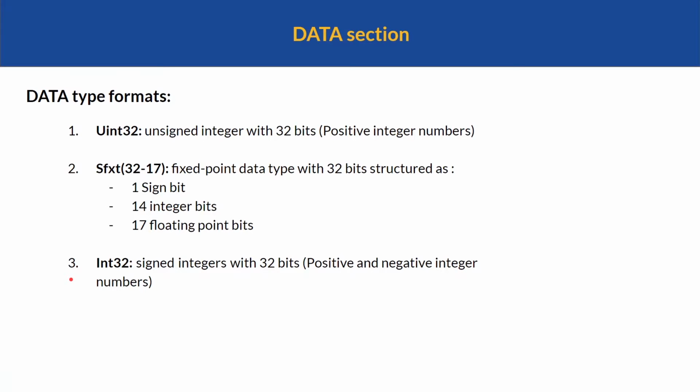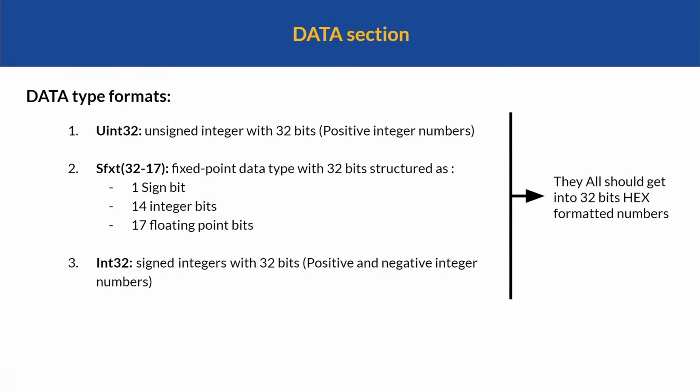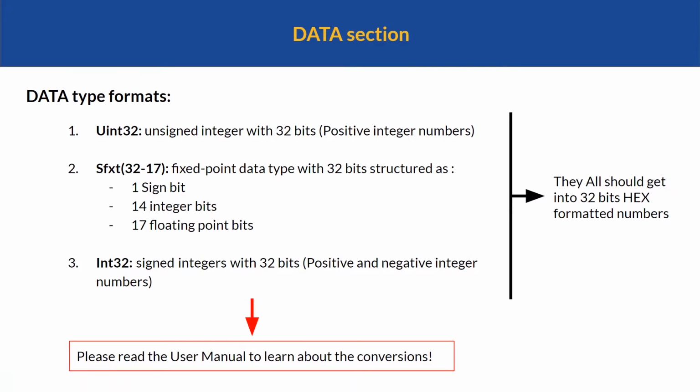And the last data type is integer values, signed integer values with 32 bits, which are used for positive and negative integer numbers. And when you are working with Solo, all of these numbers, finally, they should get into hex format to be sent or to be read from Solo. And to know more about how to convert these numbers from hex values to the real values or vice versa, you should read our user manual. We are talking deeply about how to do these kind of conversions and how to go from a real world value to one of these.